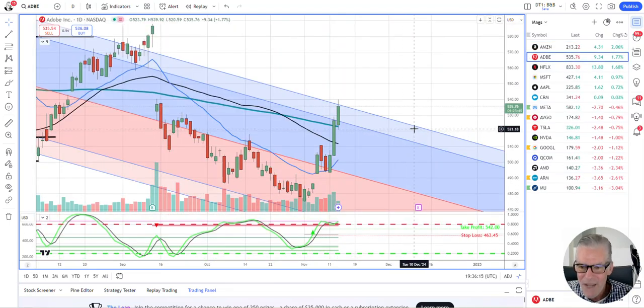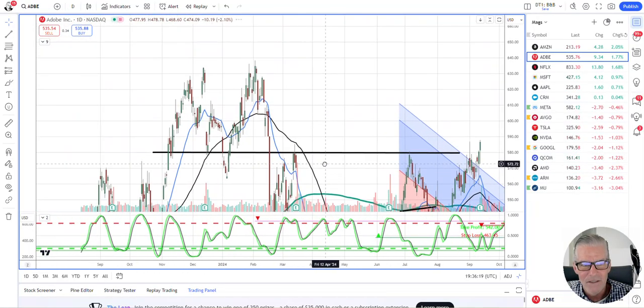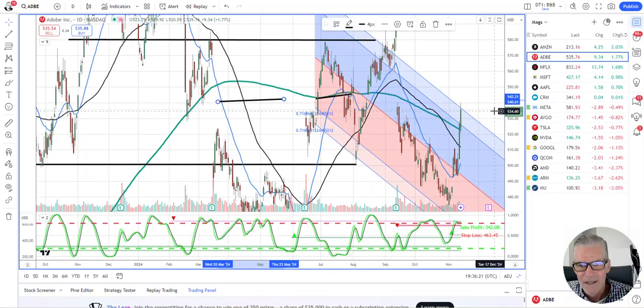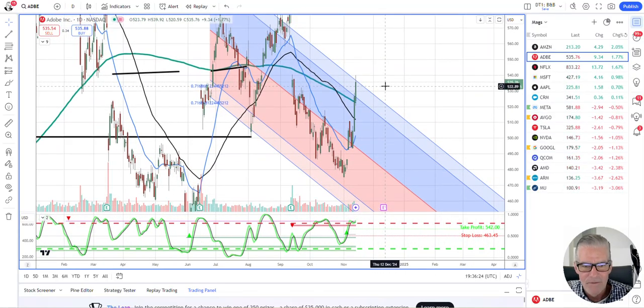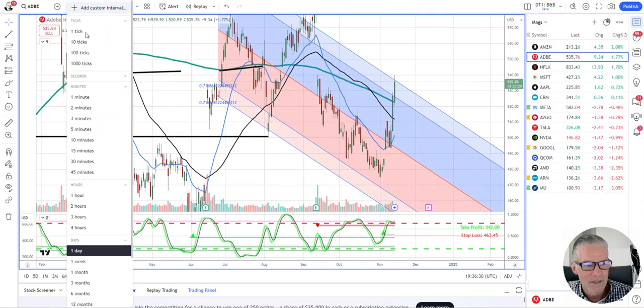Adobe has been way beaten down. Ugly, ugly chart for a long time, well below the all-time highs. And finally, starting to show us some good, robust, bullish action on very good volume. Let's take a look at the weekly chart here.